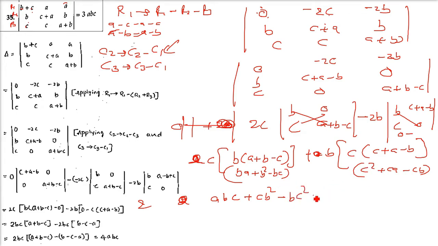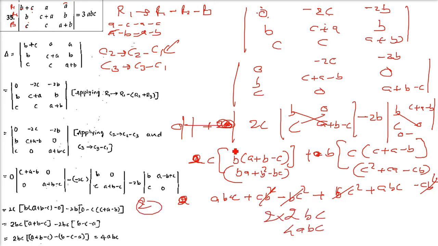What do you get here? BC square plus ABC minus CB square. CB square gets cancelled. BC square gets cancelled. ABC is 2ABC. And please remember 2 was already there. So 2 into 2, 4. 4ABC will be there. So the answer here is not 3ABC, but it is 4ABC.